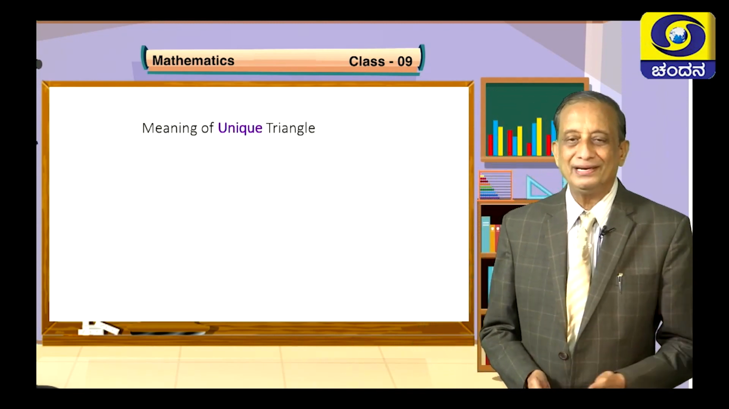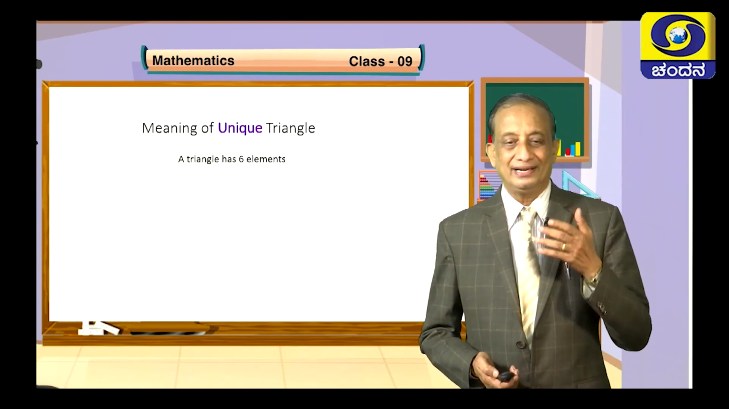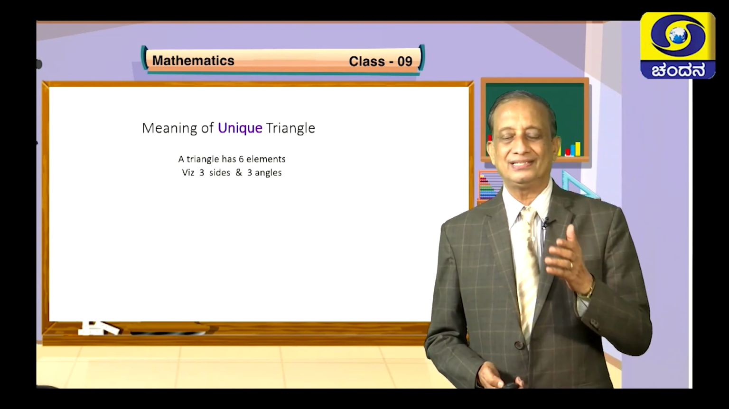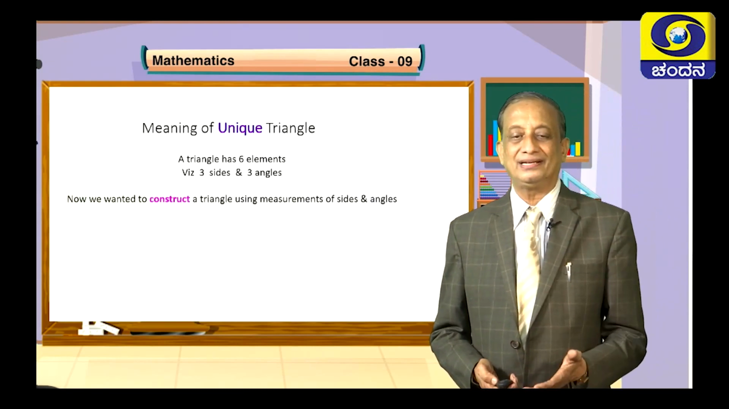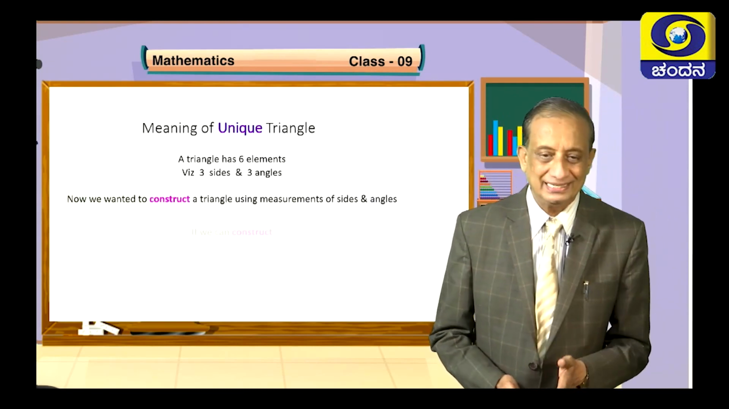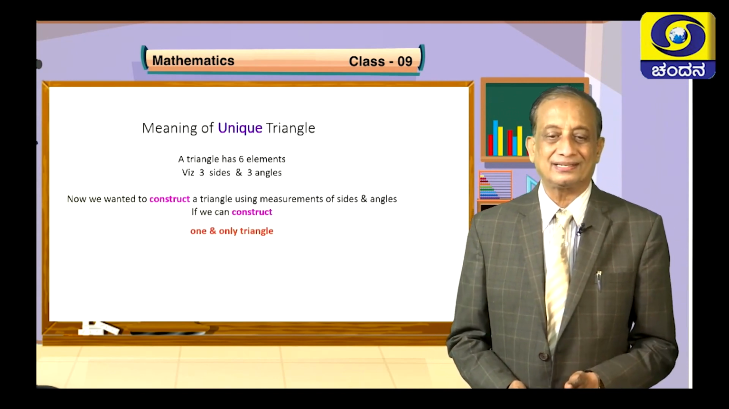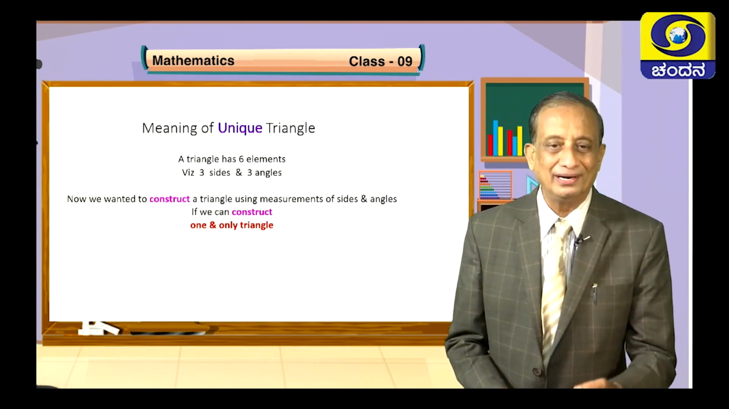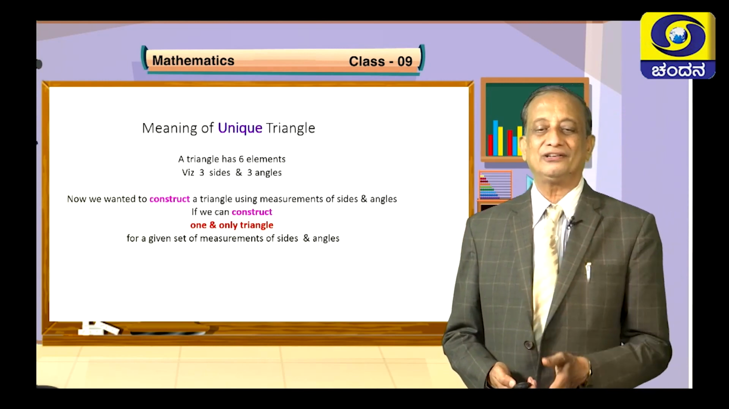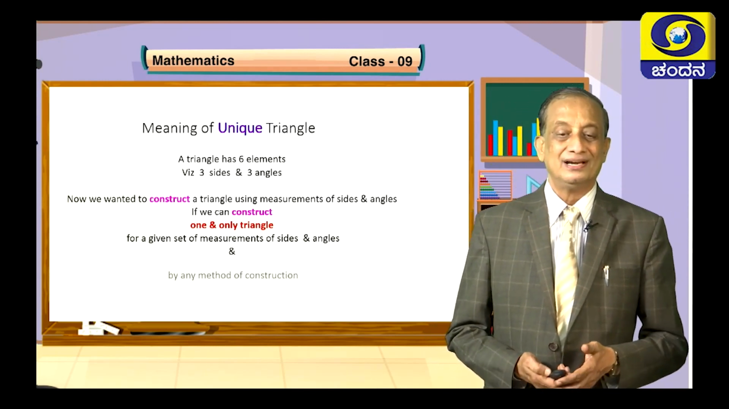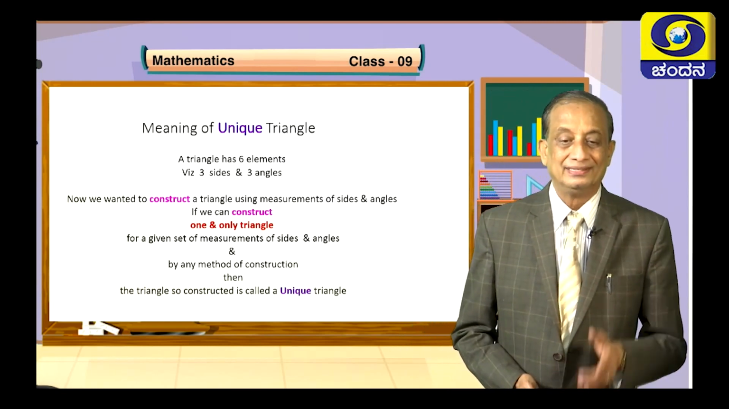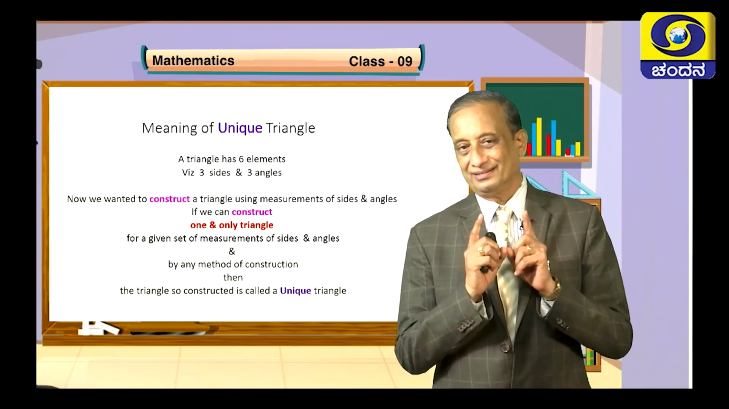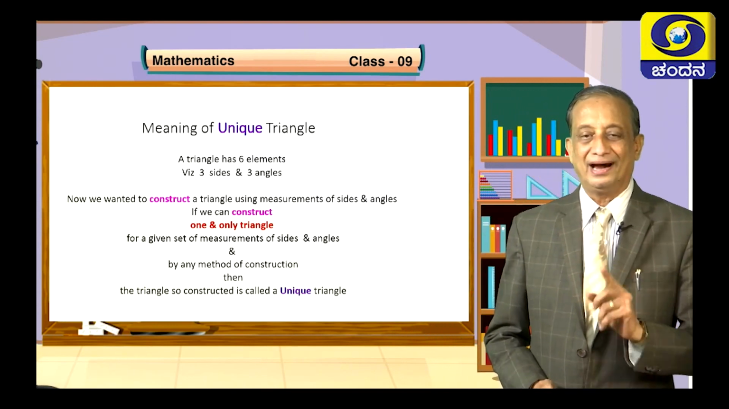The meaning of a unique triangle: a triangle has 6 elements, that is 3 sides and 3 angles. Now you wanted to construct a triangle using measurements of sides and angles. If we can construct one and only one triangle for a given set of measurements of sides and angles, by any method of construction, then the triangle so constructed is called a unique triangle.